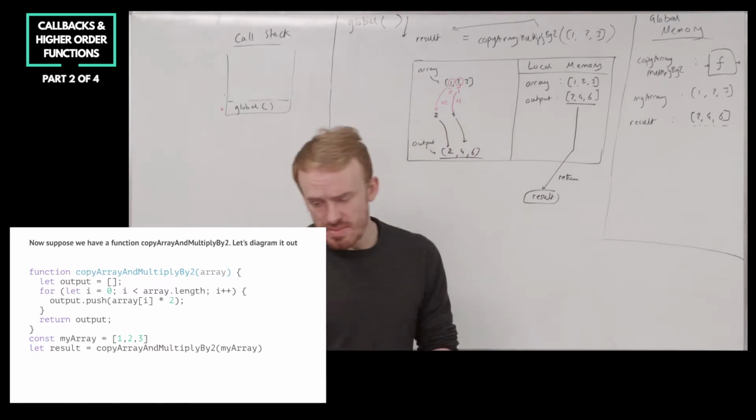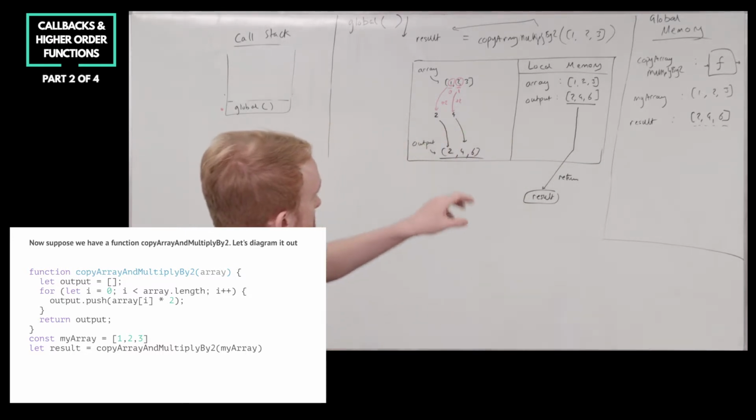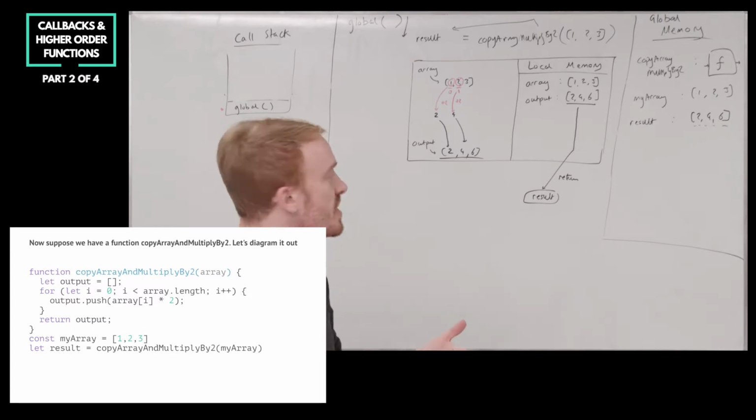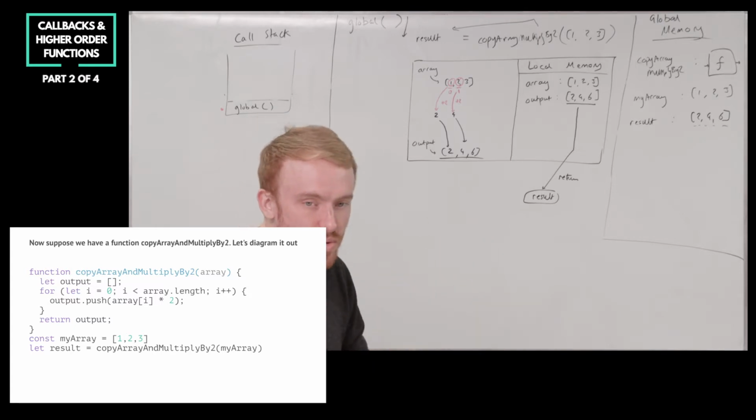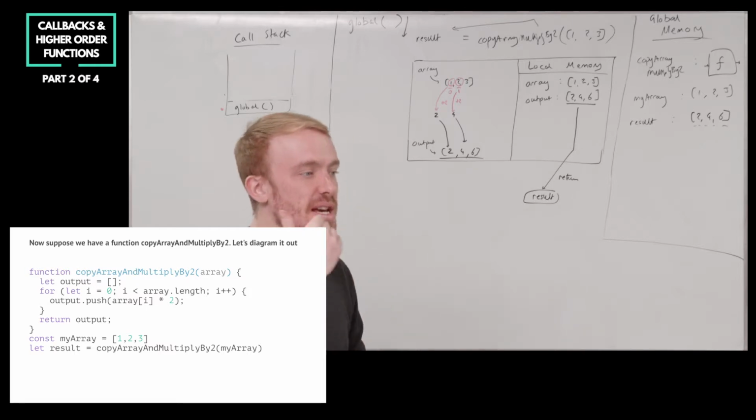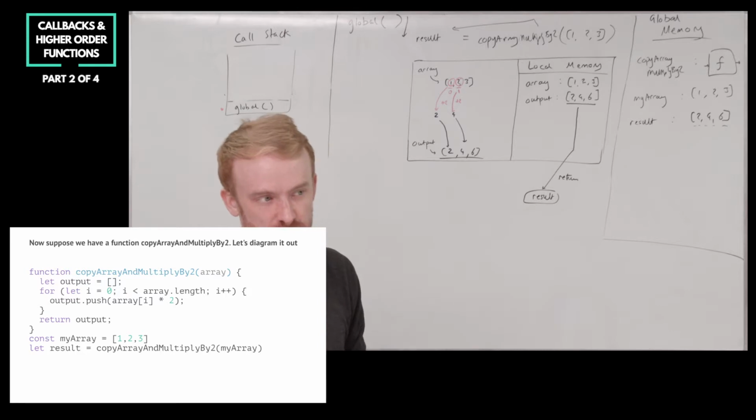And our goal of input 1, 2, 3 array, returning out from copy array multiplied by 2 a brand new array containing those input values doubled, 2, 4, 6, we have been successful.